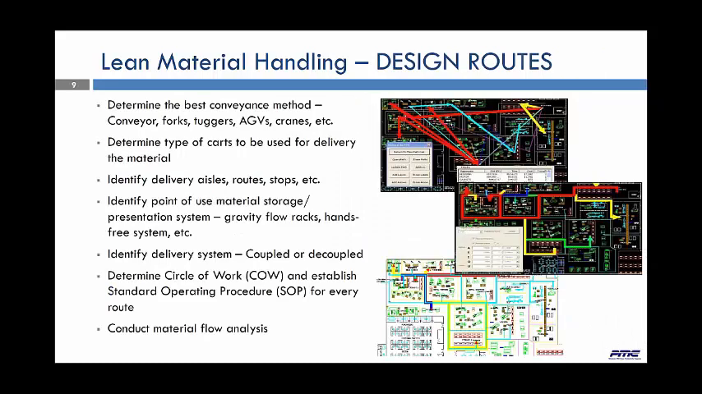Once you have designed your warehouse, the next step is designing your routes. As I mentioned, you need to determine the best method for delivering the material from the warehouse to the point of use. Some of them might be conveyors, forks, tuggers, AGVs. In some of the steel mills, they use overhead cranes. Your best method is based on the product, the amount of space you have, the frequency, and the capital you have. AGVs are great. They require upfront capital, but once you have implemented it, you're basically set.